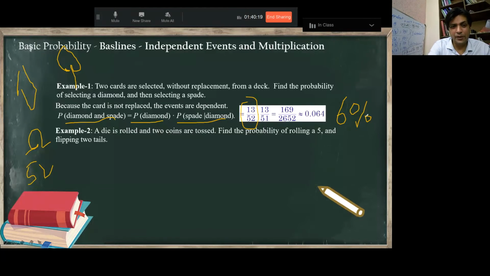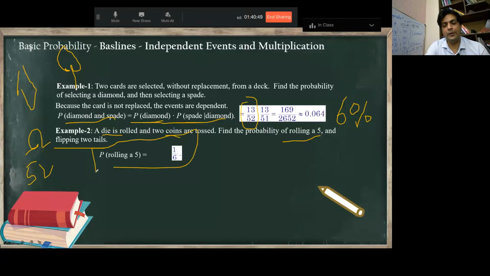Let's take another example: a die is rolled and 2 coins are tossed. Find the probability. Now this die is one event and the coin is another event, and both events have no connection with each other. It means they are independent. They have nothing to do with each other. But the deck of cards was dependent because the cards are from the same sample space. So find the probability of rolling a 5 and flipping 2 tails.